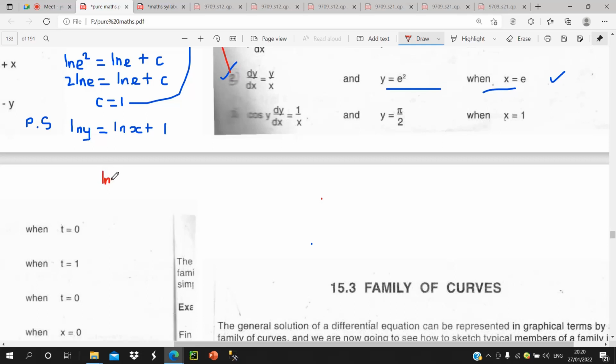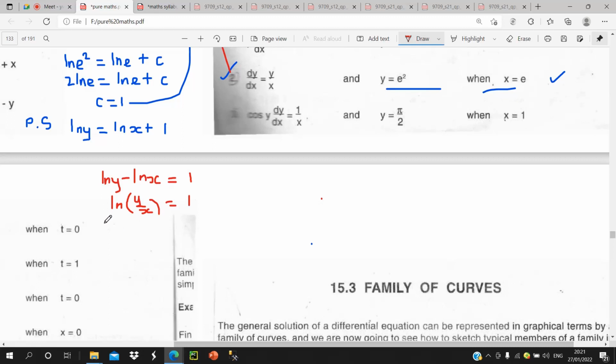So if you take your ln x to the other side, it will be ln y minus ln x, right? Yes. Is equal to what? 1. Then these terms, they are subtracting. What do we have? Ln y over x is equal to 1, right?